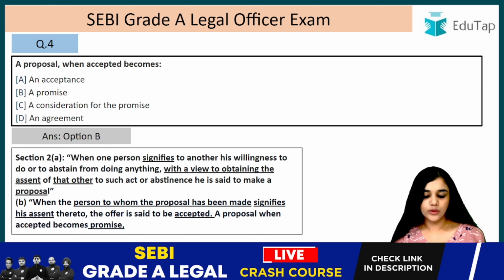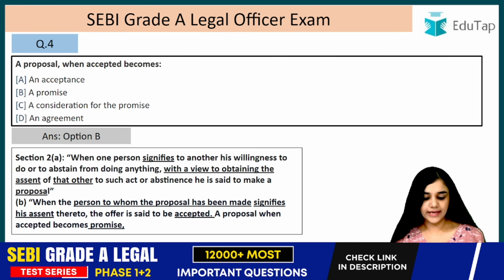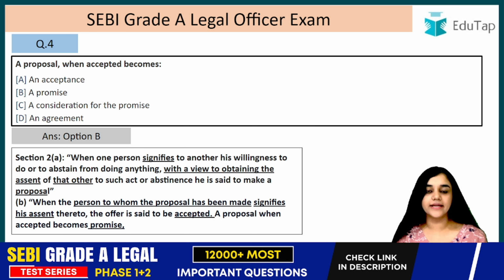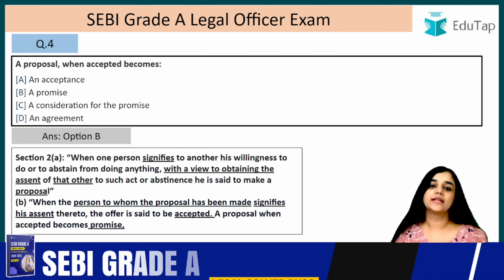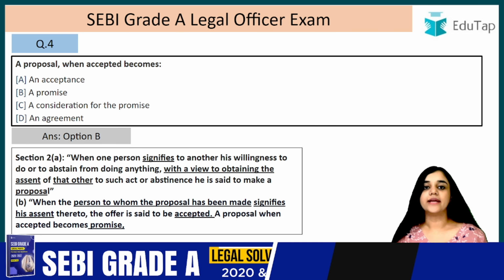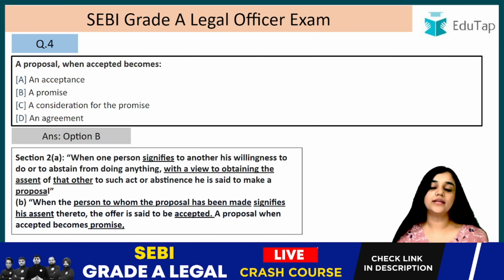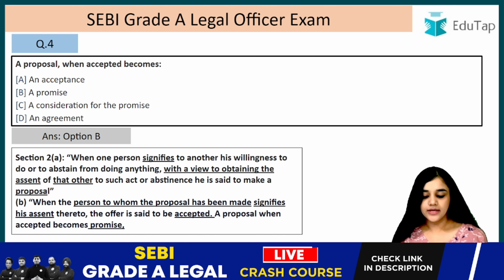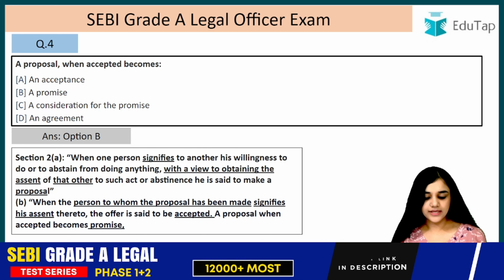So when one person signifies to another his willingness to do or to abstain from doing anything with a view to obtaining his assent, it is his intention to get his assent. It is the intention of that other that is important. If you are making an offer to one person, you need the assent of that other person only, to such act or abstinence, he is said to make a proposal.